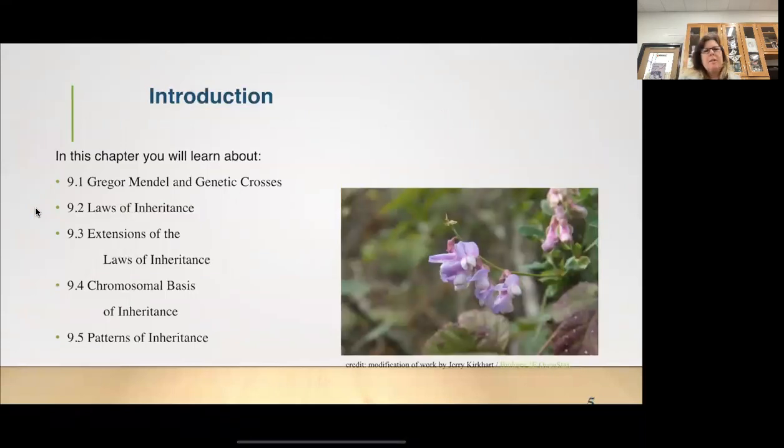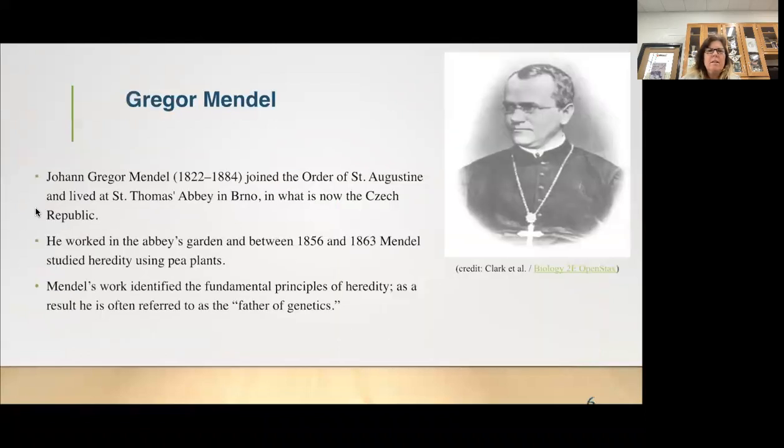So in this chapter, you're going to learn about Gregor Mendel, genetic crosses, the law of inheritance, extensions of the law of inheritance, chromosomal basis of inheritance, and patterns of inheritance. So we start with Gregor Mendel.